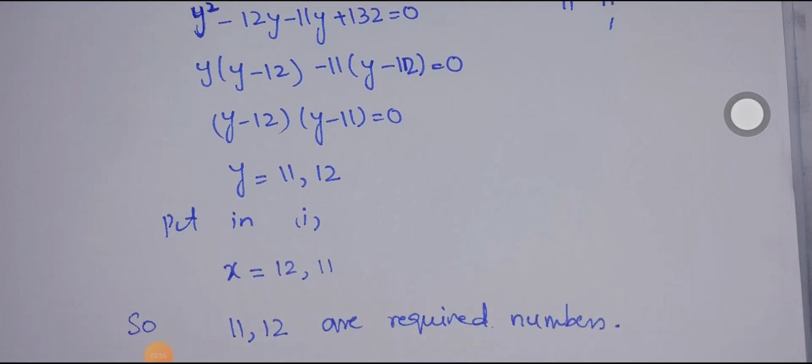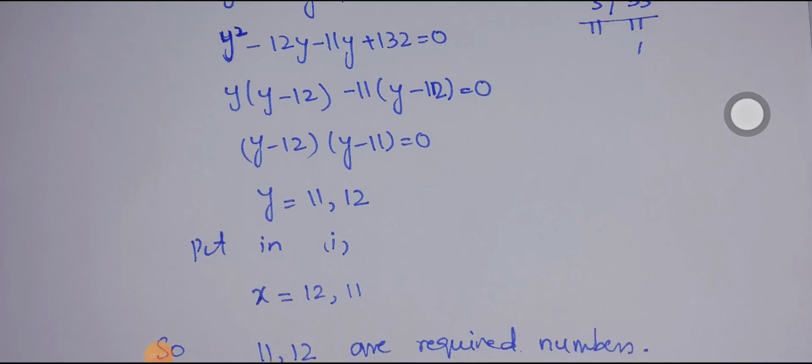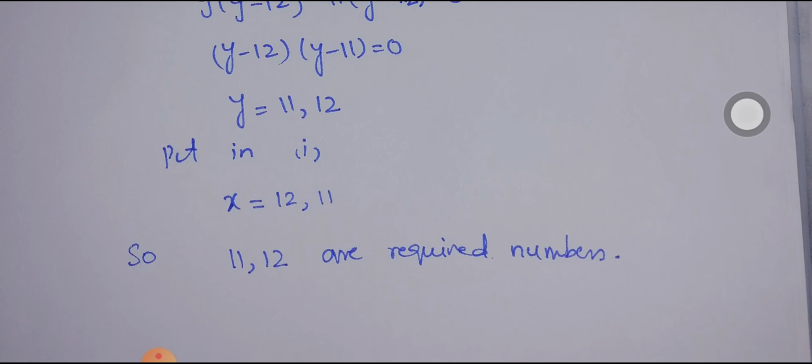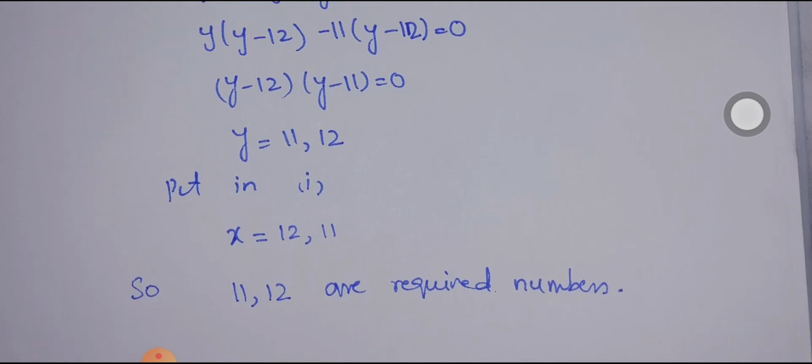But we have to find the values of x and y, and we have got the value of y right now. Now we put y is equal to 11 in equation 1, and then y is equal to 12 in equation 1, and respectively we get x is equal to 12 and 11. Hence 11 and 12 are the required numbers.